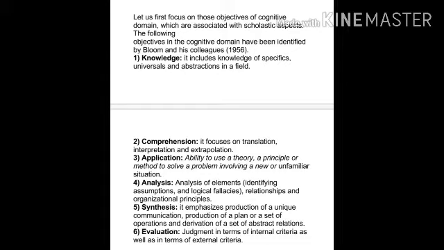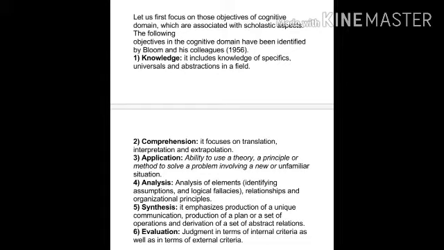Third, application. Application is the ability to use a theory, a principle or method to solve a problem involving a new or unfamiliar situation. Fourth one is analysis. Analysis of elements like identifying assumptions and logical fallacies, relationships and organizational principles. Fifth, synthesis.